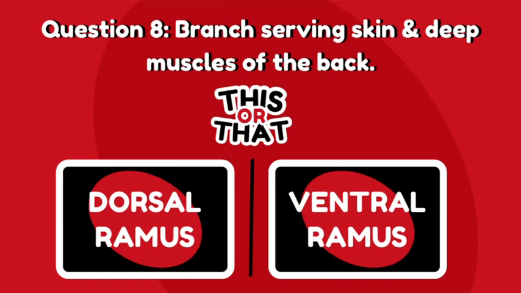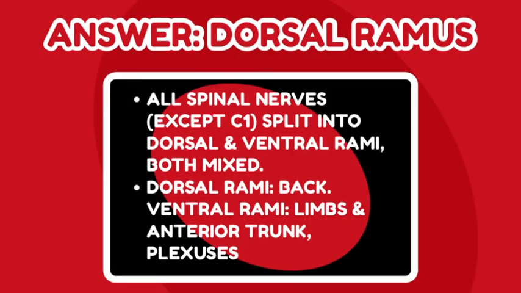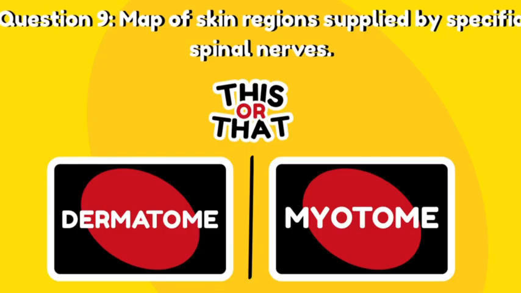Round 8. This or that. A branch of a spinal nerve innervates deep muscles and skin of the back only. Is this dorsal ramus or ventral ramus? That's dorsal ramus. It carries signals to and from the back muscles and skin only. That's right.